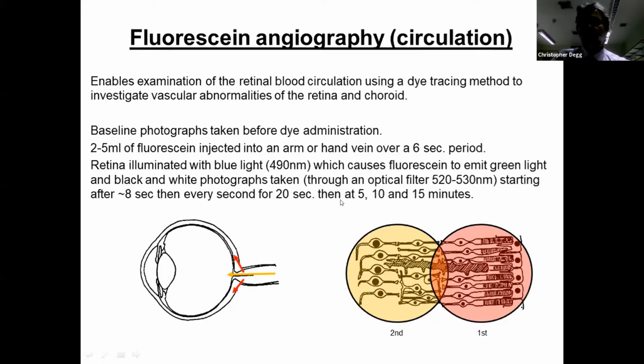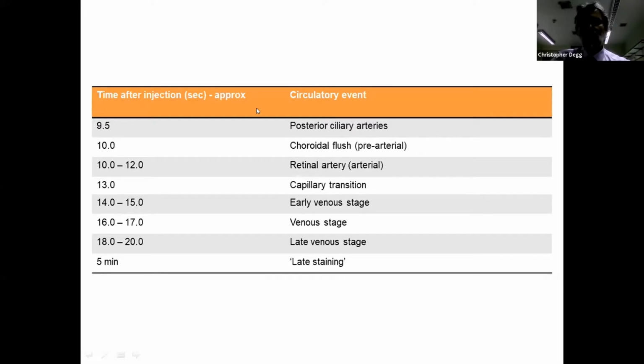So we can inject a dye into the patient's arm that fluoresces, and we start to take photographs with a filter in time, and we can measure, do these blood supplies come in and out of the eye at correct times? Do they stay in the vessels where they should be, or do they leak? And so that tells us what the blood supply is like in the back of the eye.